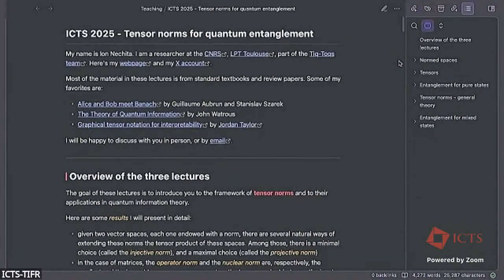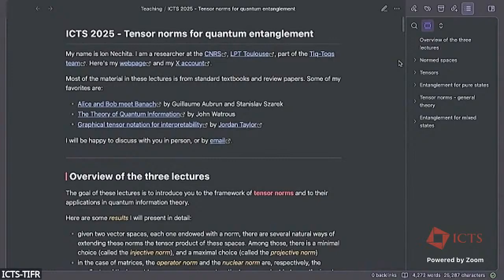I'm a researcher in mathematical physics in Toulouse, and my research topics are somehow around random matrix theory and quantum information theory. But today I decided to tell you about tensor norms. My goal is to give you this kind of toolbox of tensor norms that appear all over the place in mathematics, but also importantly in quantum information theory. I decided to tell you about tensor norms in relation to quantum entanglement.